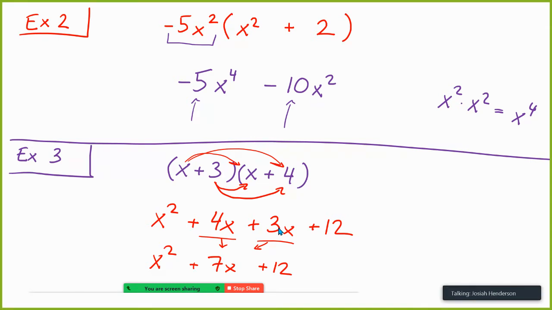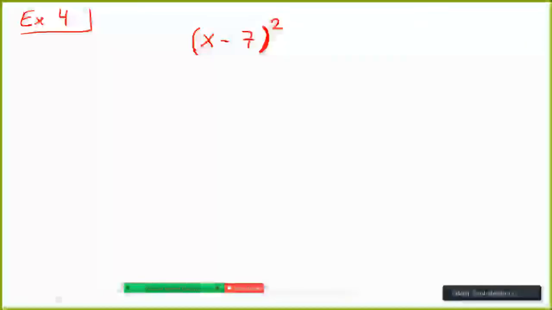Okay, let's try another one. We saw one like this yesterday. This will be example 4. It's a binomial squared. So let's do this: (x minus 7). We're going to group that together as a single binomial, x minus 7, and that's going to be raised to the second power.